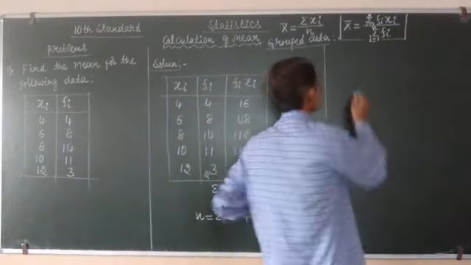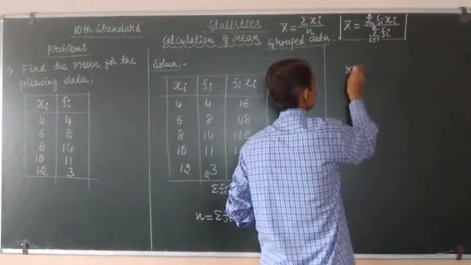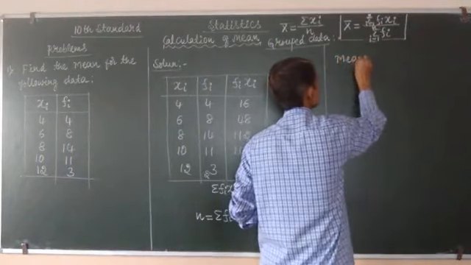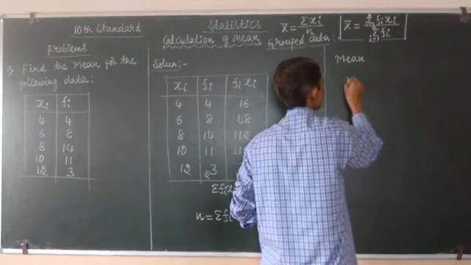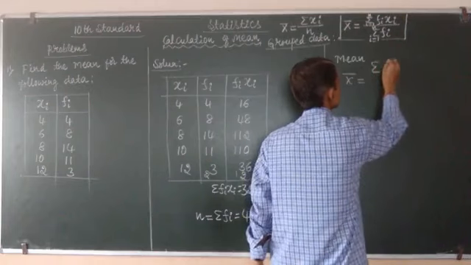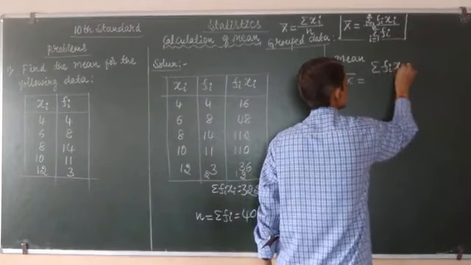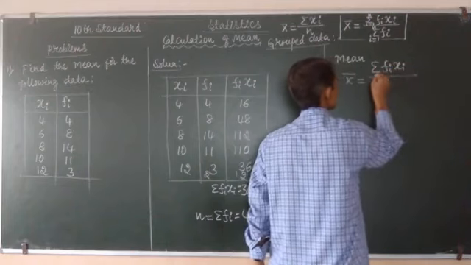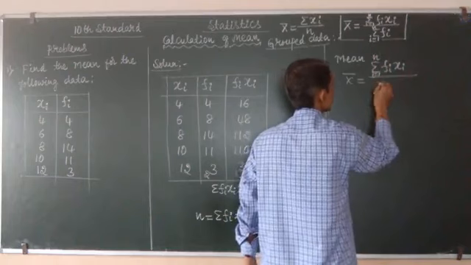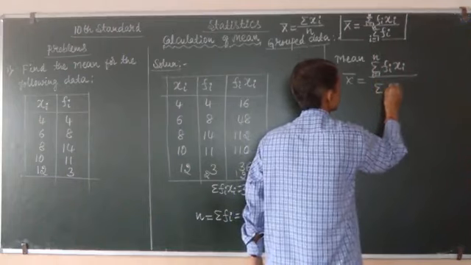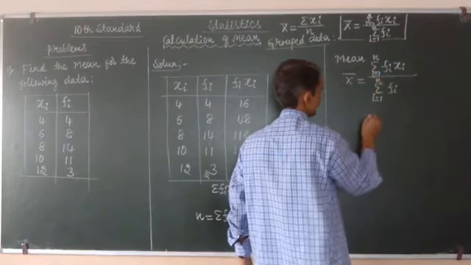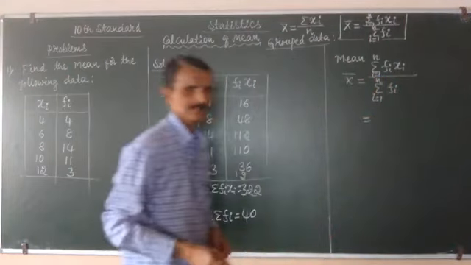Now write down the formula. We know that the mean x bar equals sigma fi xi, i varies from 1 to n, by sigma fi, i varies from 1 to n.